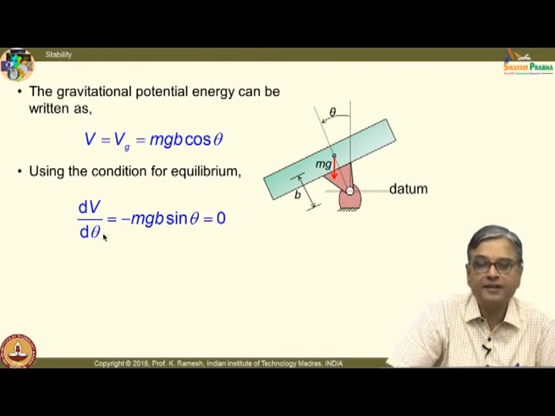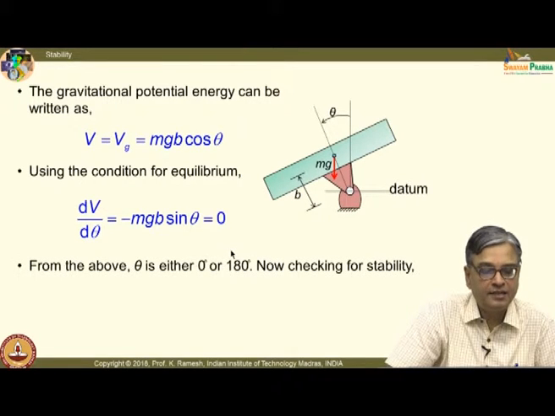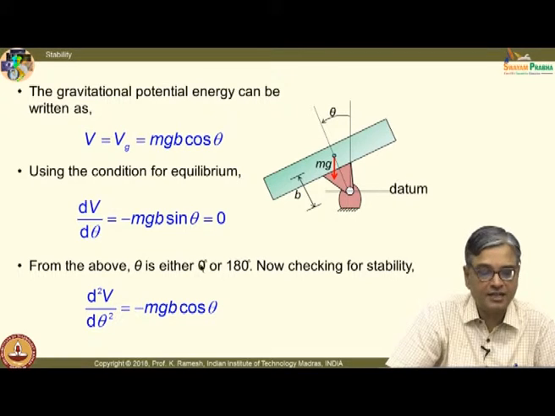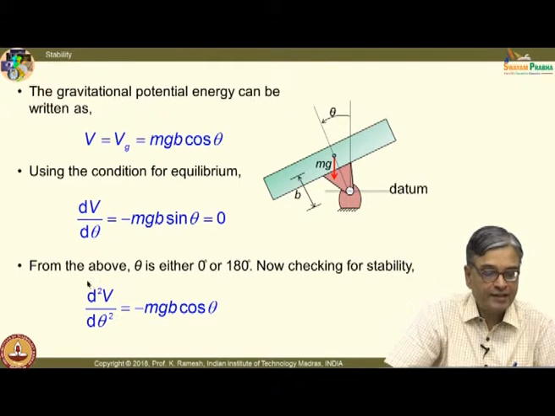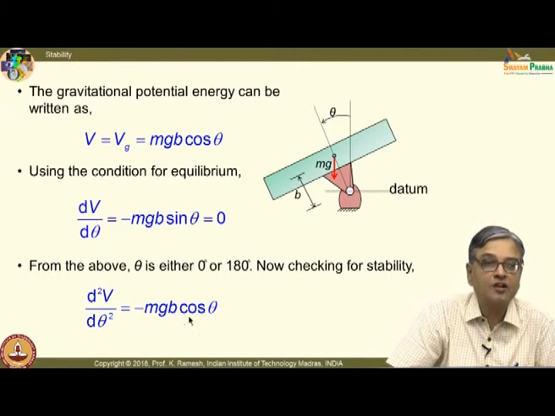I get dV by d theta, that gives me minus mgb sin theta, and for equilibrium it has to go to 0. So, that gives me two solutions for theta: sin theta is 0 when theta is 0 or 180 degrees. This is to check the equilibrium, and I need to get the higher derivative, d squared V by d theta squared, to check for stability. So, when I do this, I get minus mgb cos theta.